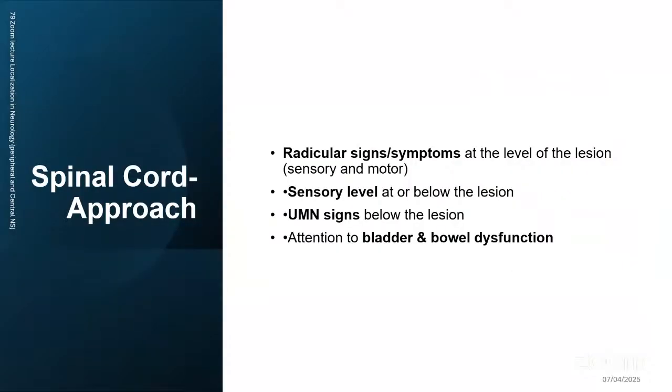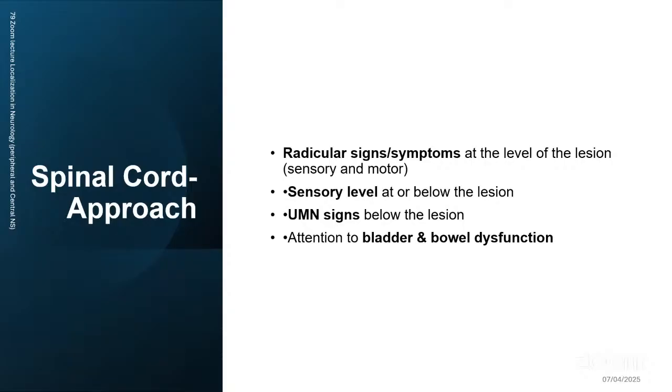So radicular signs and symptoms occur at the level of the lesion. What is radicular is nothing but the root that is coming out, the ventral root and the dorsal root, they join to form the spinal nerve. The spinal nerve divides into the anterior primary ramus and posterior primary ramus.